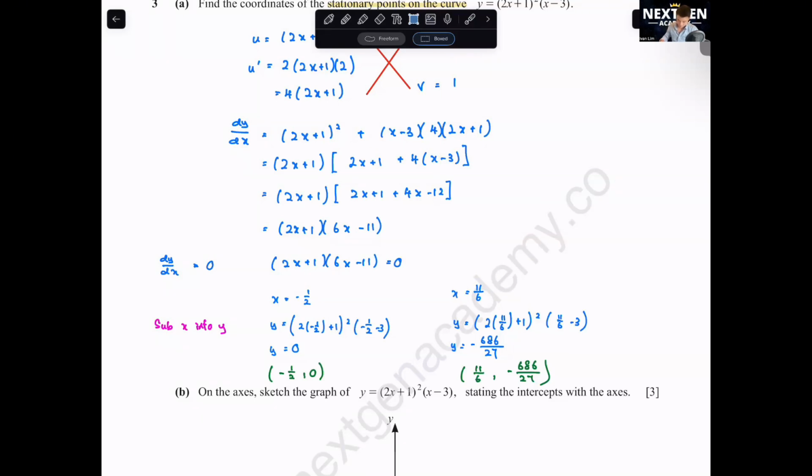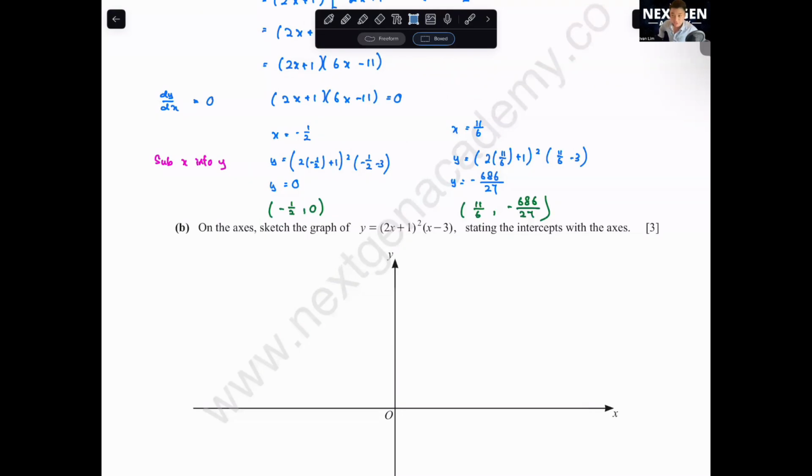Okay, question B. On the axis, sketch the graph of y equals (2x plus 1) squared times (x minus 3), stating the intercept with the axis. What graph is this first? Okay, you see this is a 3-mark question. It's a cubic graph, so we'll use the SIM method. What is the SIM method? Shape, intercept, maximum and minimum point.